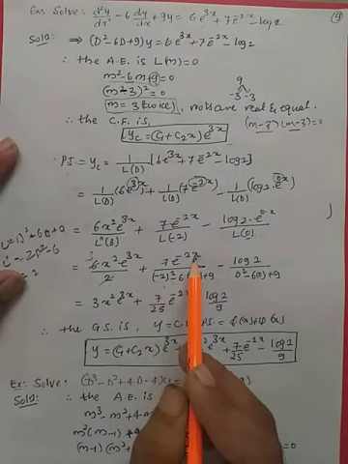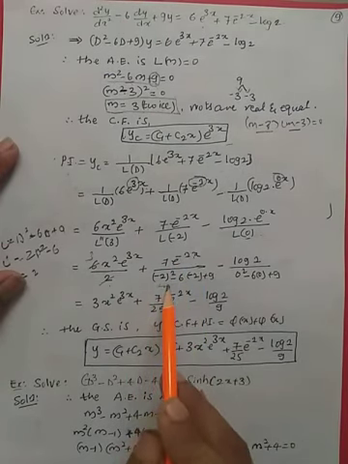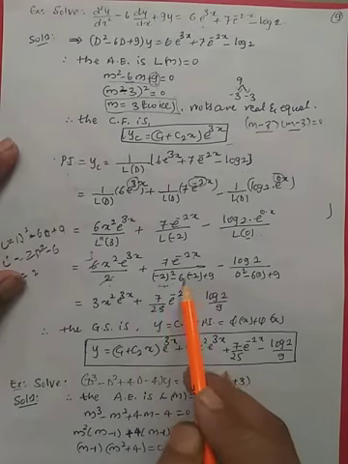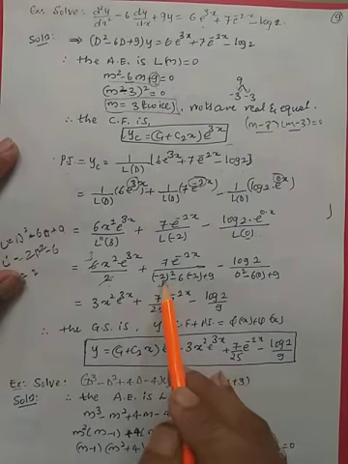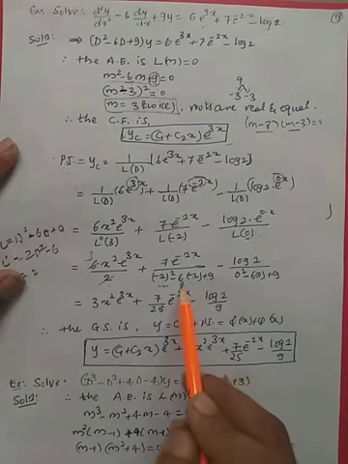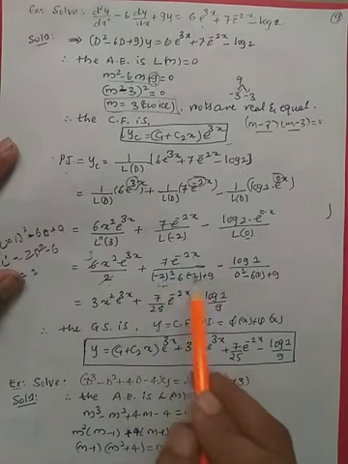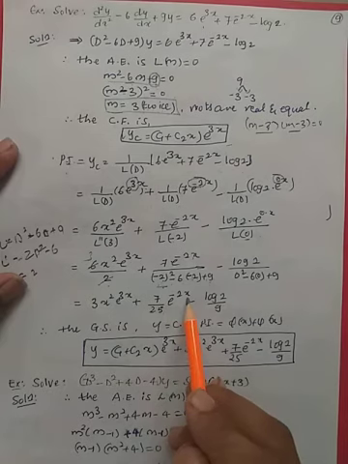Then 7 e to the power minus 2x as it is. So this becomes 2 square is 4, plus 4, see, minus into minus plus, that becomes 6 into 2, 12, 12 plus 4 is 16, 16 plus 9 is 25. So it becomes 7 divided by 25 into e to the power minus 2x.